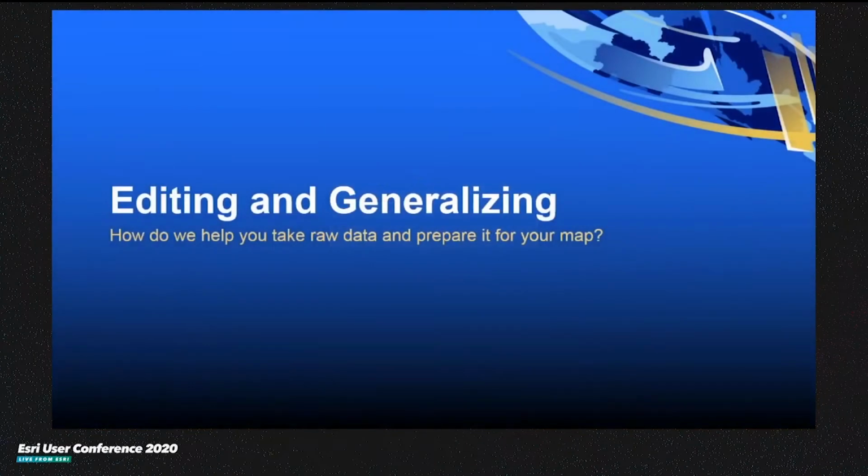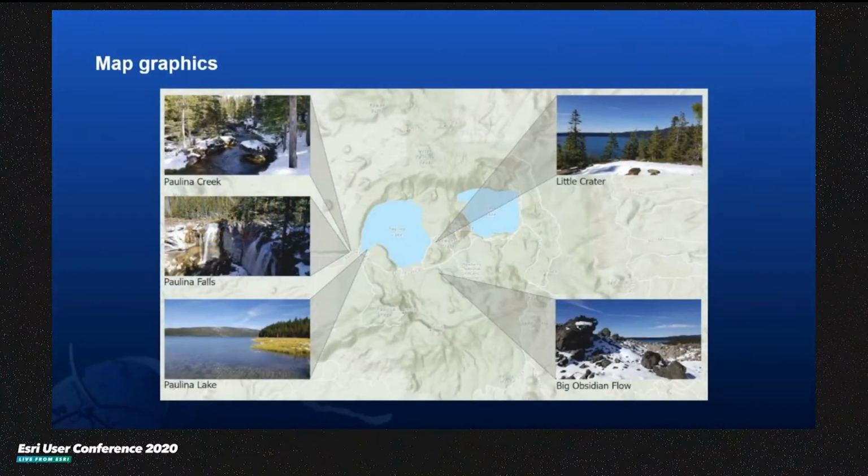Once you've had a chance to take a look at it, how do we help you take raw data and prepare it for your map? One of the most requested additions to Pro is map graphics, and we have added them in 2.6. Map graphics let you quickly and easily add graphic shapes, text, and pictures to a map without creating a feature class. You can create graphics layers which will appear in the table of contents like any other layer.